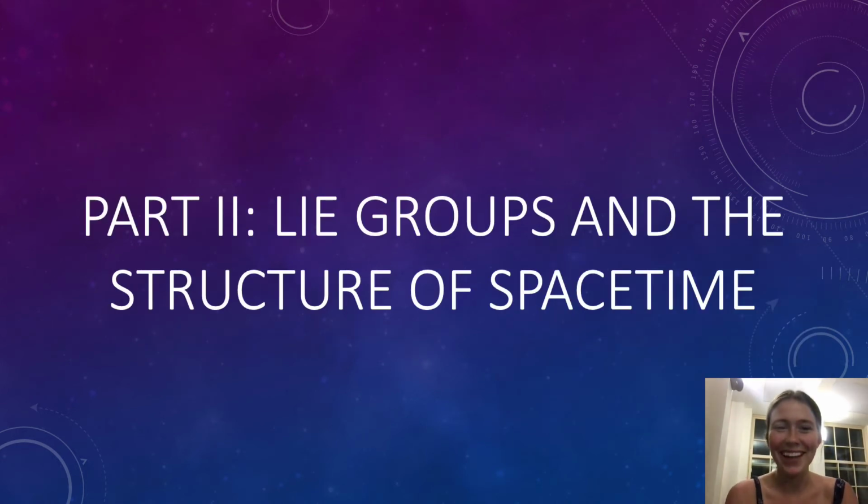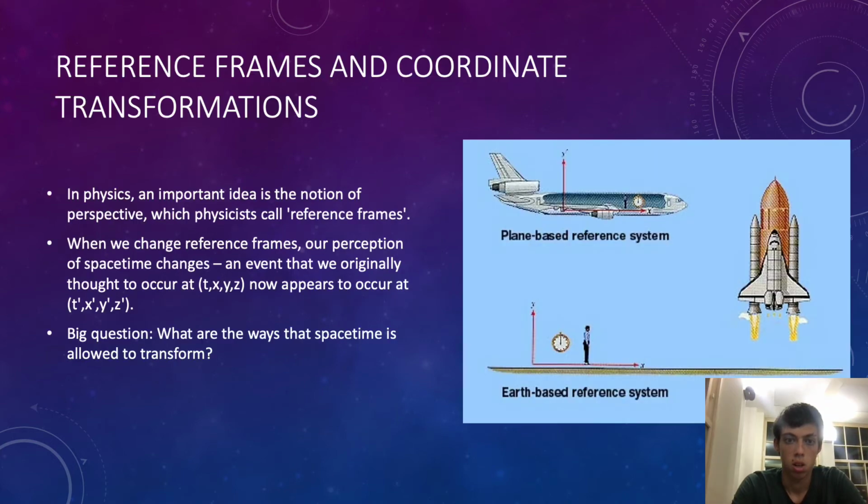Part 2, Lie groups and the structure of spacetime. So to understand this next section, it's really important to understand the idea of reference frames and coordinate transformations. In physics, a really important idea is the idea of perspective, which physicists call a reference frame. Examples of reference frames might be an Earth-based reference frame, where an observer is standing on the ground, but it could also be a plane-based reference frame, where an observer is sitting in a plane.